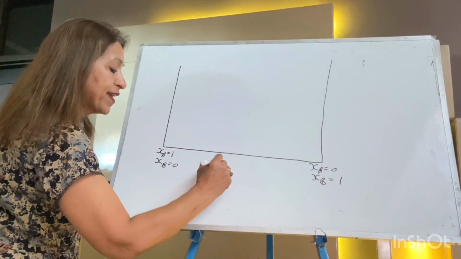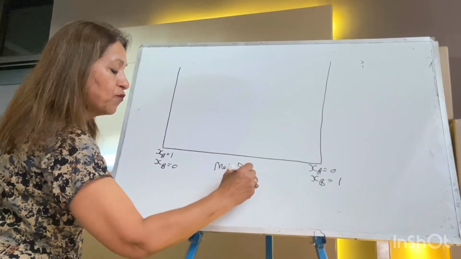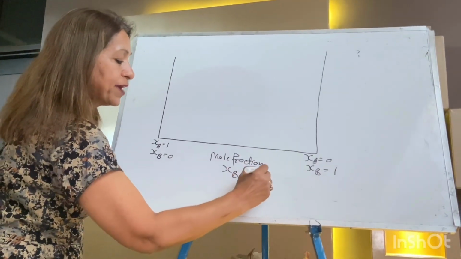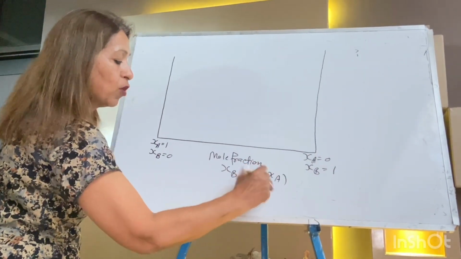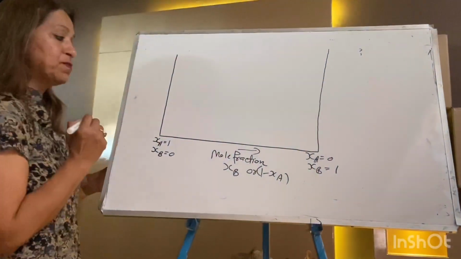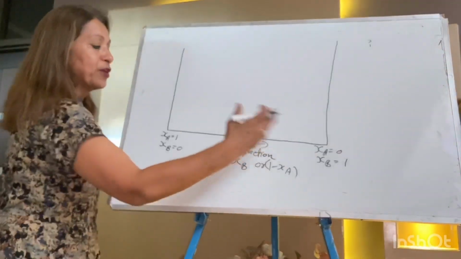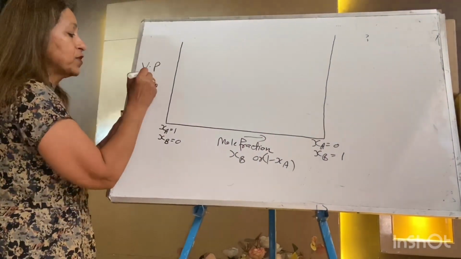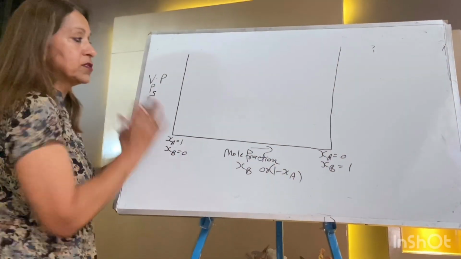This is your mole fraction, XB, or you may write 1 minus XA, mole fraction XB. XB mole fraction is going to increase this side. This is your vapor pressure, the total pressure of the solution, PS, vapor pressure.